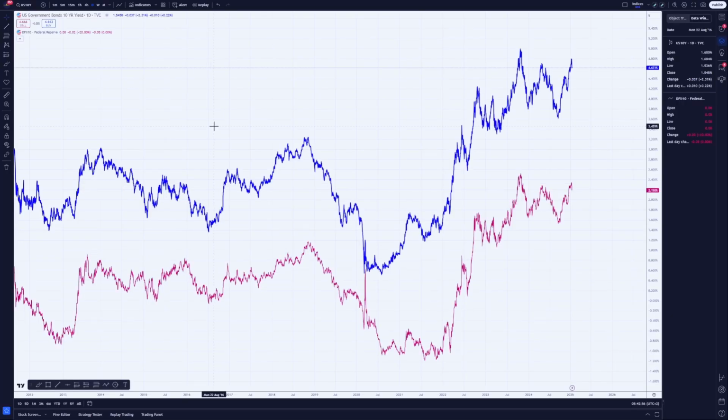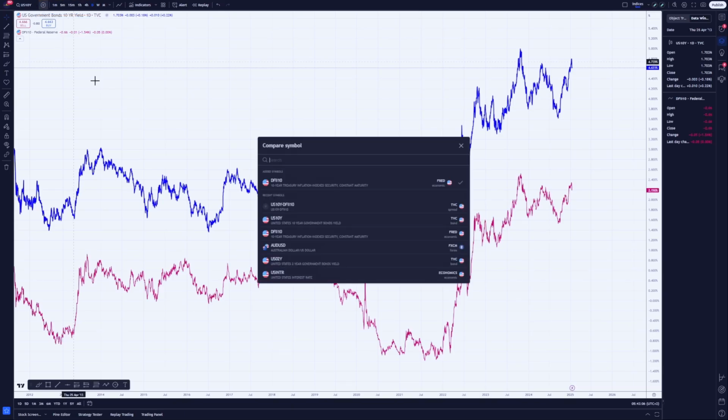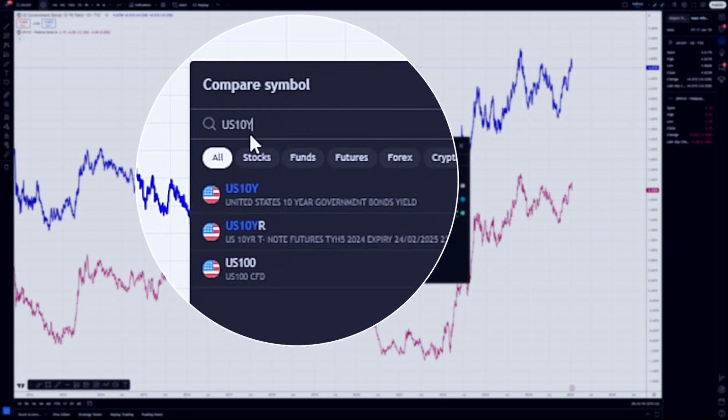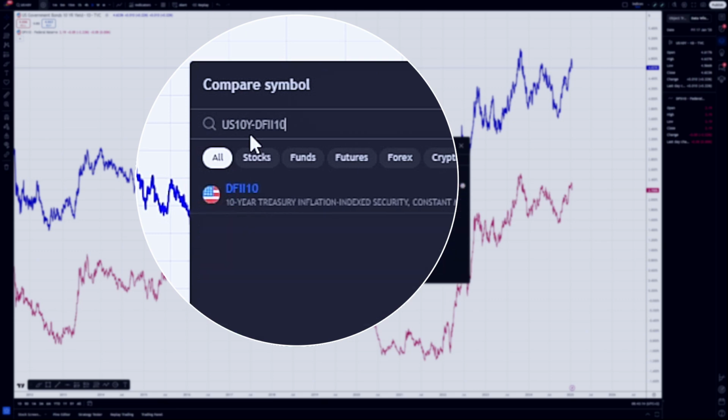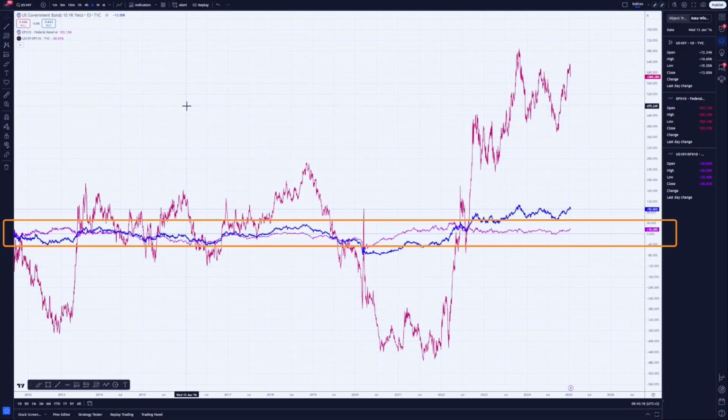Okay, I'm going to show you really quick how to visualize this. Obviously, we've got the US 10-year yield at the top, the TIPS 10-year on the bottom. If you hit this little plus arrow up here on the top left, the compare symbol, I want you to write in the US 10-year yield and then hit the minus sign and then throw in the DFII10 as well and click enter. It'll input a new chart onto your screen, as you can see here on the purple line.